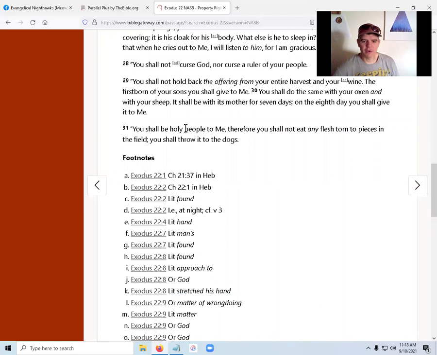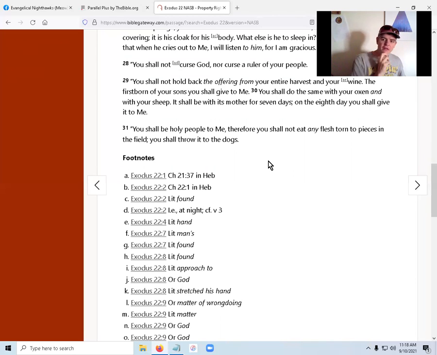Look at this. You shall be holy people to me. Therefore, you shall not eat any flesh torn to pieces in the field. Why not? What if I can cook it? You shall throw it to the dogs. Wait, we're wasting it? You shall be holy people, therefore. So the reason they're not to eat torn flesh is because God wants them to be holy people. Don't eat torn flesh, because God wants you to be holy people. Like I said, there's a lot of stuff we don't understand. Just a lot of stuff we don't understand.